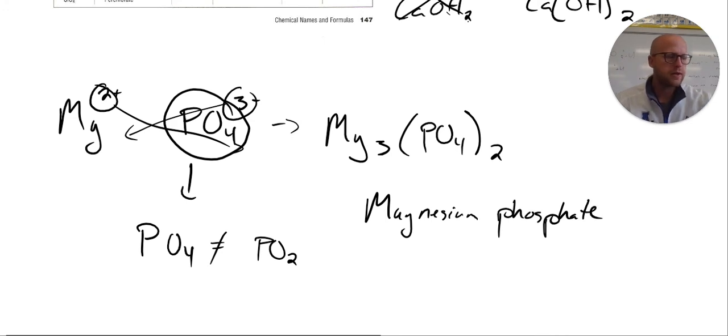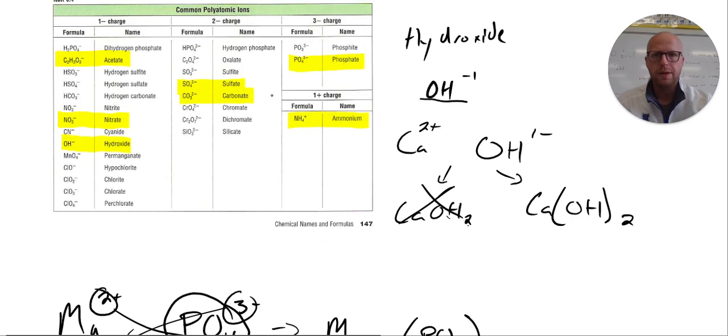So hopefully that clears up some issues we were having with writing ionic formulas and the polyatomic ions. The big thing with polyatomic ions is anytime you have a polyatomic ion and you need more than one of it, you've got to put the polyatomic ion in parentheses and how many you need outside the parentheses. Because these polyatomic ions have a set formula. Phosphate is PO4, but phosphite is PO3. And those two things act differently. That one oxygen different matters.